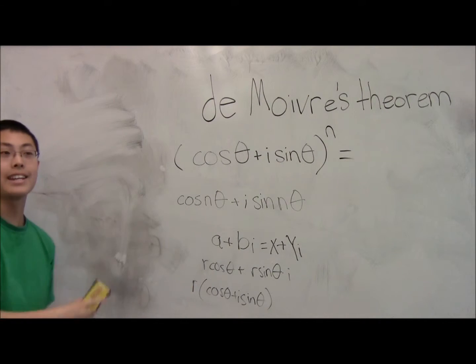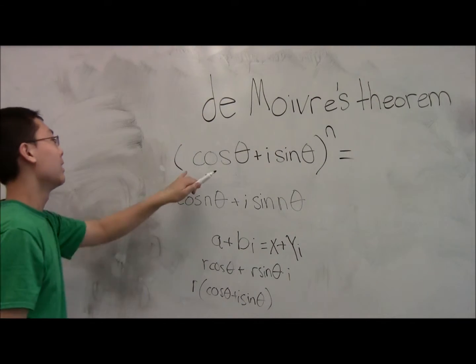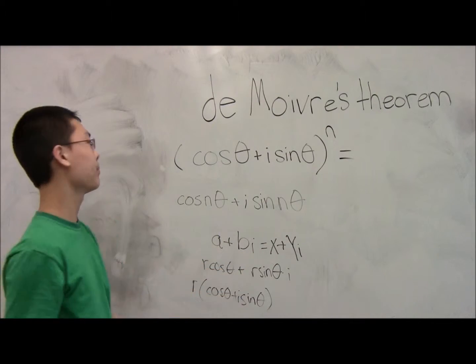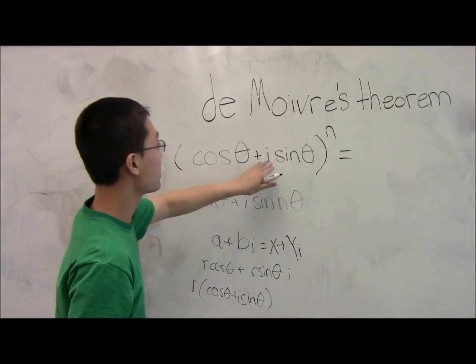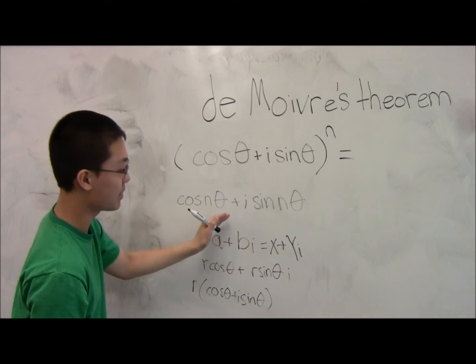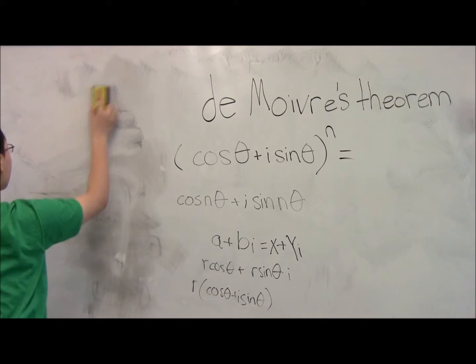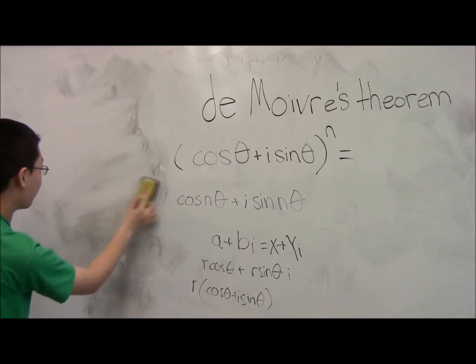So if n equals 1, I'm sorry for my multitasking here, but if n equals 1, what are we going to get? It's just cosine of theta plus i sine of theta. The 1 doesn't really matter. And in that case, cosine of theta plus i sine of theta does indeed equal cosine of 1 times theta plus i times the sine of 1 times theta. So, de Moivre's works if n equals 1.